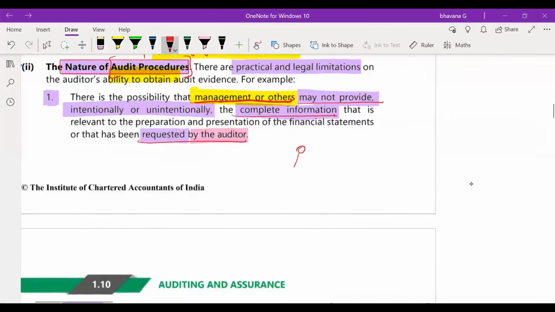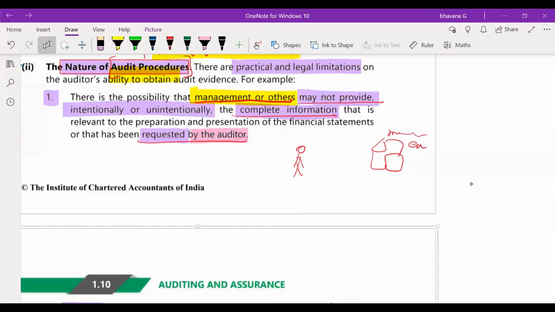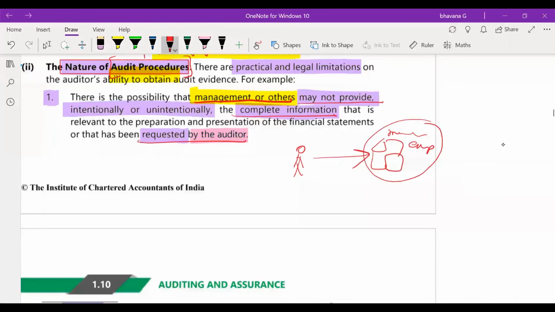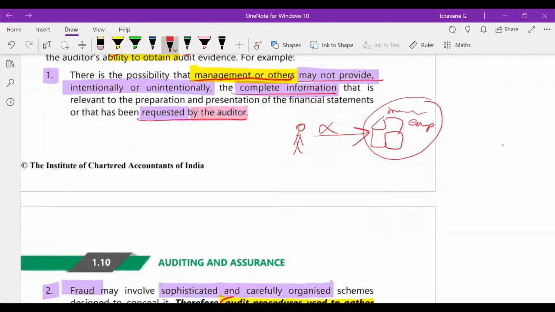See, now I am the auditor. This is a company. In this company, there is management and there are other people or employees. All of these people are there. There will be some information which I require from the company, but the management or employees will not provide me whatever information is requested by me. Either they will not provide it intentionally or unintentionally. It may be intentional or unintentional. So this is one limitation when I perform my audit.